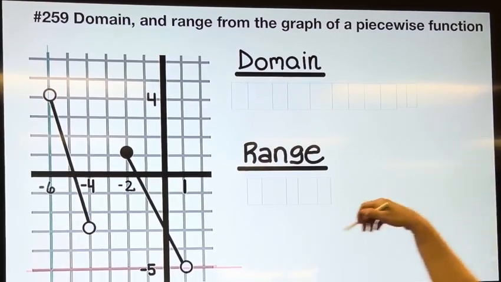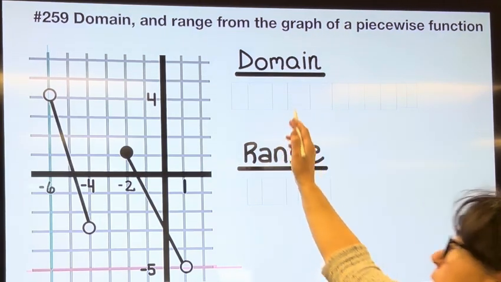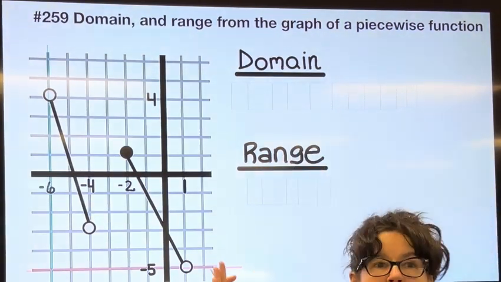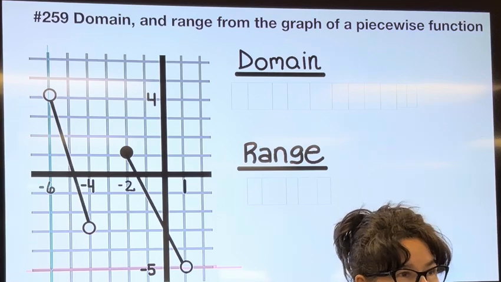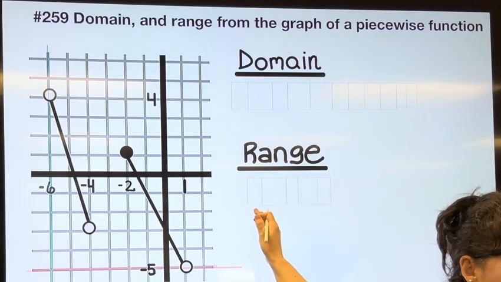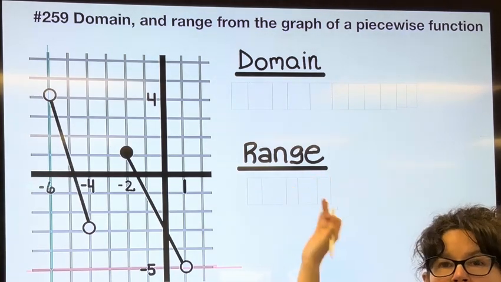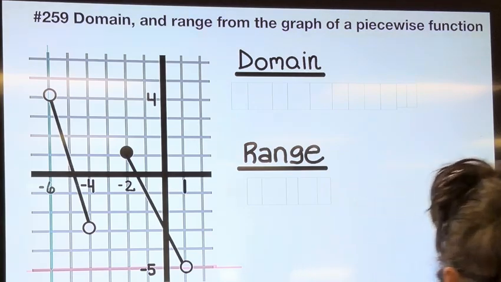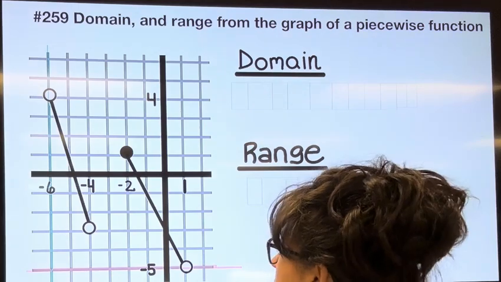Finding the domain and range from the graph, and we're going to use interval notation. If we're finding domain, we're talking about our x's, and the numbers in our answer are going to come off the x-axis. If we're finding range, we're talking about the y's, and the numbers in our answer are going to come right off the y-axis.